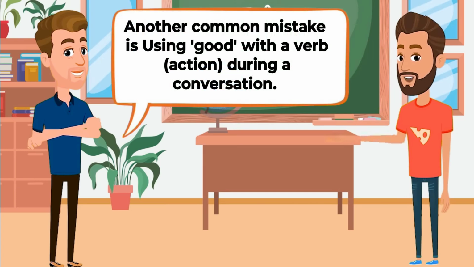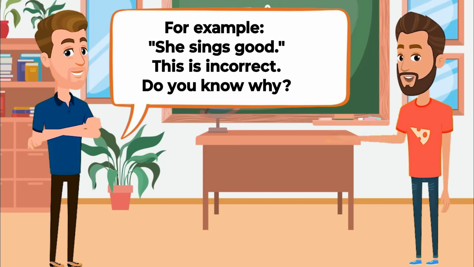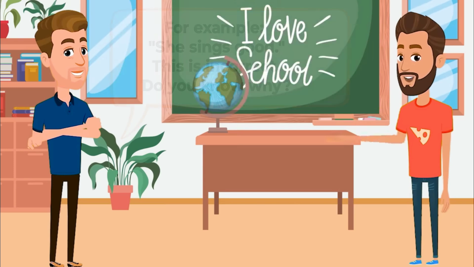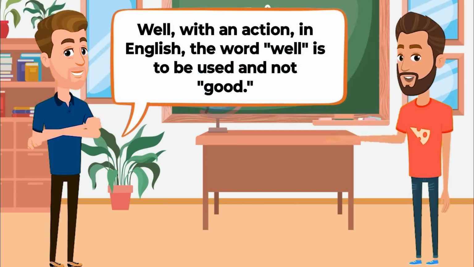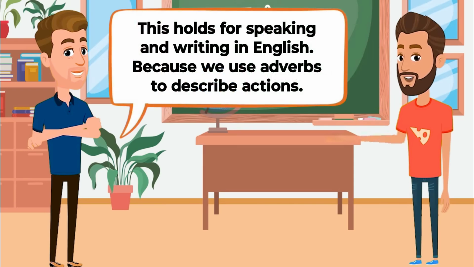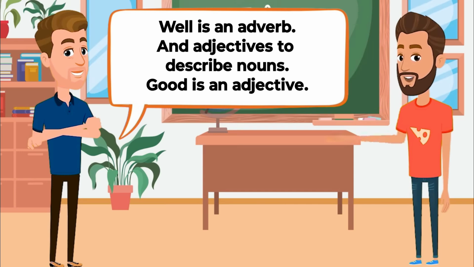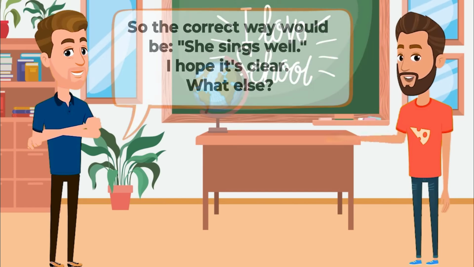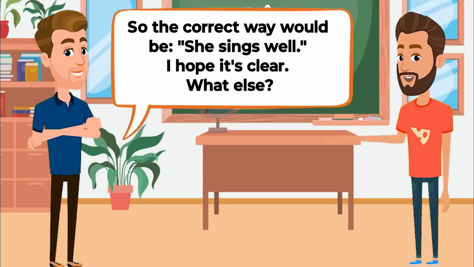Another common mistake is using good with the verb action during a conversation. For example, she sings good. This is incorrect. Do you know why? Well, with an action in English, the word well is to be used and not good. This holds for speaking and writing in English because we use adverbs to describe actions. Well is an adverb, and adjectives describe nouns. Good is an adjective. So the correct way would be she sings well. I hope it's clear. What else?